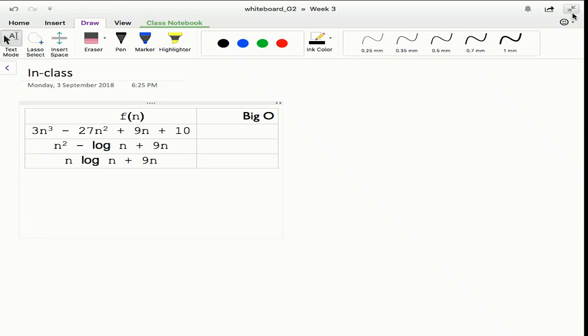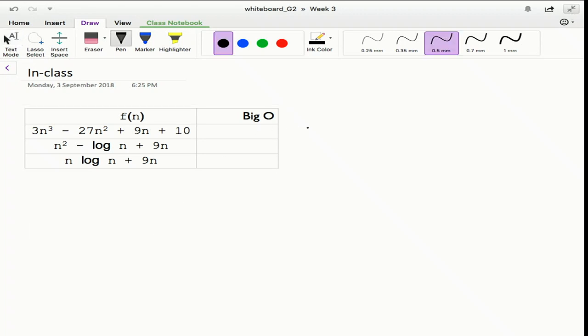Maybe let's discuss some of these questions. So the first part, we are talking about the simplification, reduction, right, into the big O. So Yiqie, what is the answer for the first one?